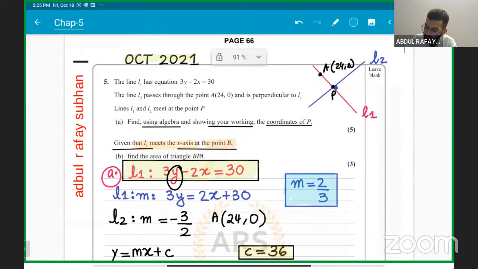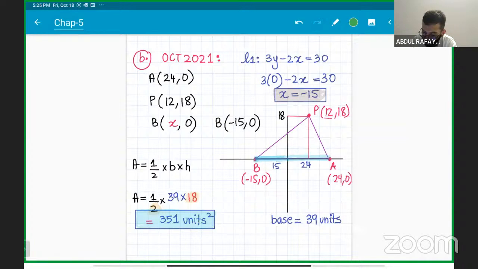I repeat my point, students. We just have to find the area of the triangle BPA. We made an imaginary diagram by understanding A was 24 comma 0 on the x-axis, B was also on the x-axis. So we made these points and this was the base. Minus 15 to 0 is 15 units and 0 to 24 is 24 units. So 15 plus 24; you don't take the negative, because area cannot be negative, right? So 15 plus 24 was 39 units, and the height is always this part. P was 18 units up, so we took 18 as the height. We applied half into base into height, and we got 351.